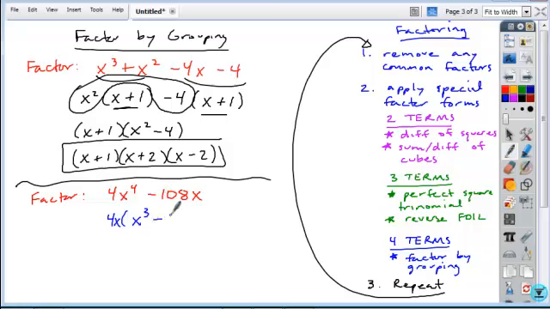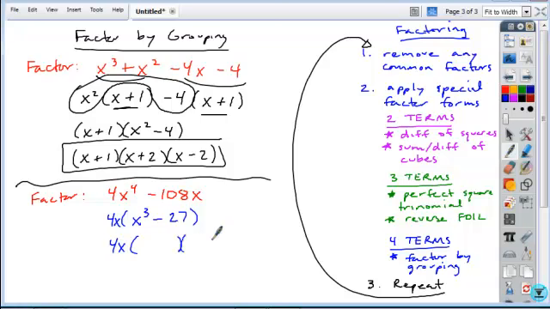So now we cycle back here. We look to apply any special factor forms. We do have two terms in this binomial factor. Does it fit the difference of squares? No. What about sum or difference of cubes? Yeah, it fits that form, right? So the 4x is going to stay as it is. It is a difference of cubes.